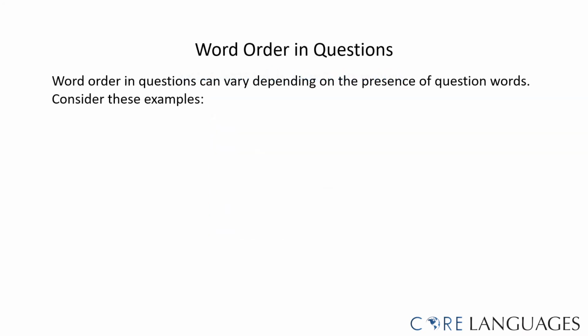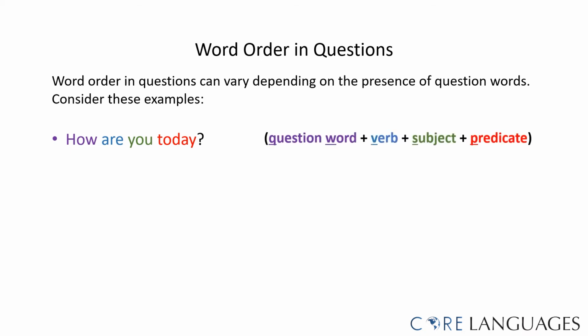There are different ways we can formulate questions in the English language. We can ask a question with a question word or without a question word. We can also ask questions in different tenses, and we have to keep the word order in mind. For example, how are you today? This is a question that uses the question word how, and the word order is question word, verb, subject, and predicate or rest of the sentence.